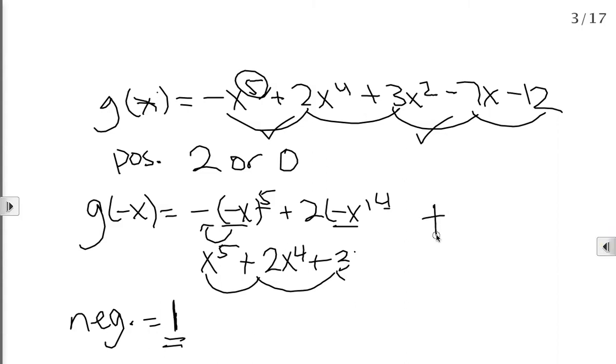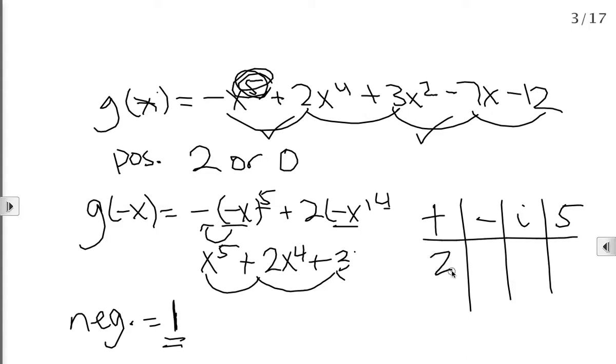We set up our chart, and this time we want a total of 5 because this is to the 5th degree up here. My only possibilities are 2 and 0 for positive and 1 for my negatives. So for the first possibility, I have 2 positives, 1 negative. It means I have 2 left over of my 5 solutions. For the second possibility, I could have 0 positives, but I'm still going to have 1 negative. That means I now have 4 left over for my imaginary solutions, giving me 5 solutions.